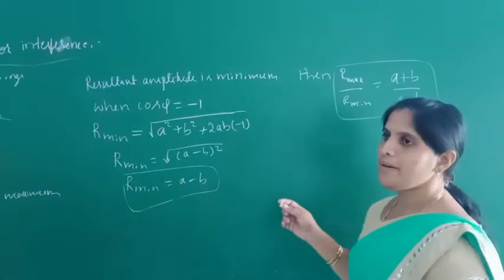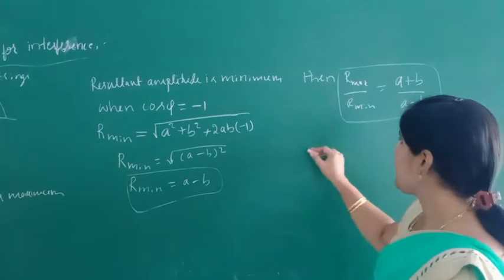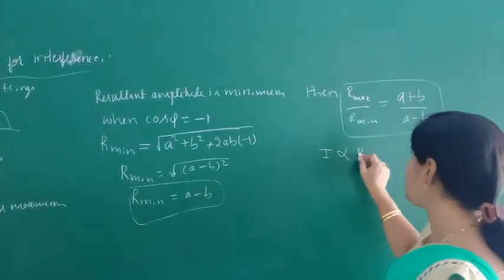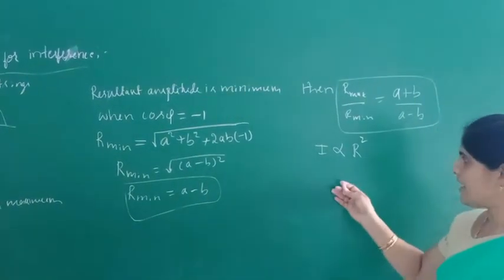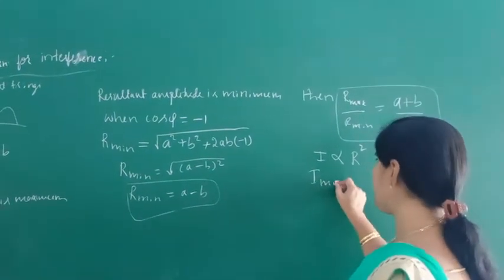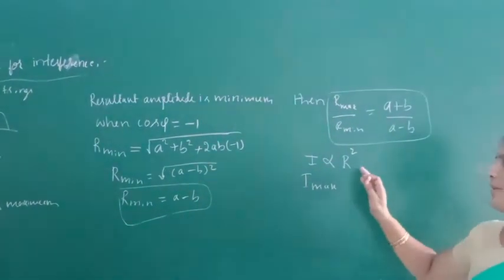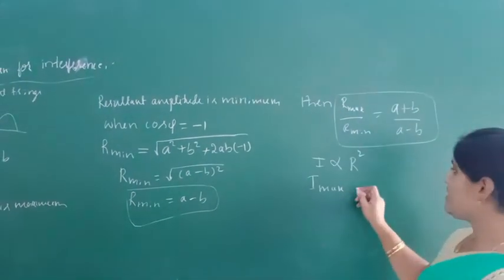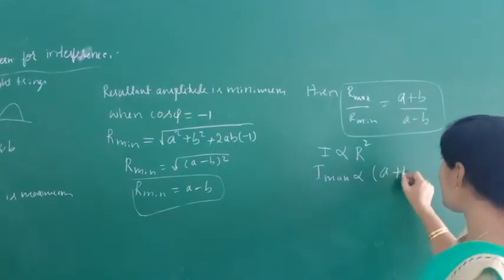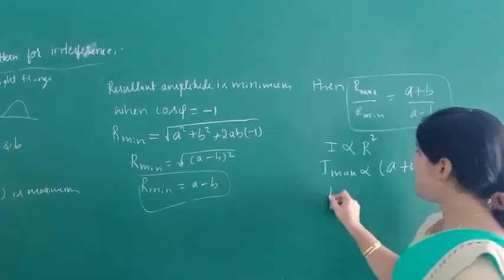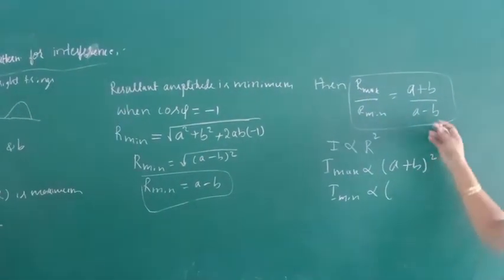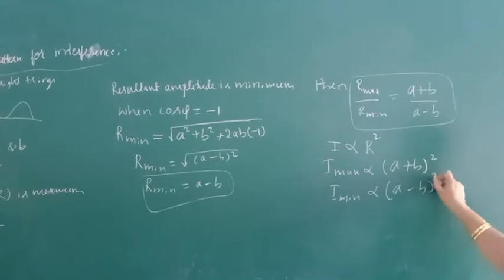We know the relation between intensity and resultant amplitude. What is that? The intensity of the wave is directly proportional to the square of the resultant amplitude. I is directly proportional to R square. Okay. Intensity is maximum when amplitude is maximum. So I maximum is directly proportional to R maximum square, that is A plus B whole square. So I minimum is directly proportional to the square of the minimum amplitude, that is A minus B whole square.